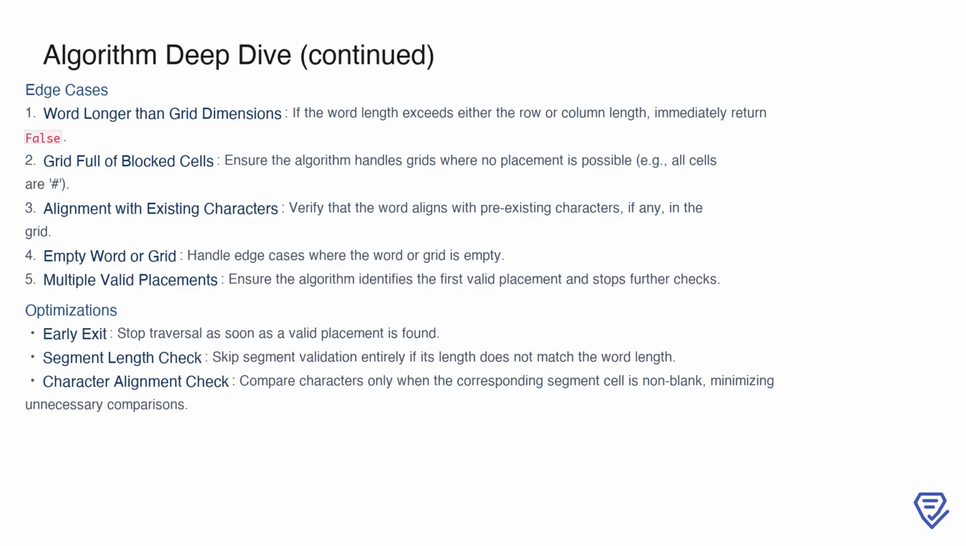Additionally, the algorithm must handle situations where there are multiple valid placements, ensuring it identifies the first valid option and exits early for efficiency. To optimize further, we use techniques like early exits, skipping segment validation if the length is mismatched, and minimizing unnecessary character comparisons by focusing only on non-blank cells. These optimizations ensure the algorithm performs well even in larger grids.